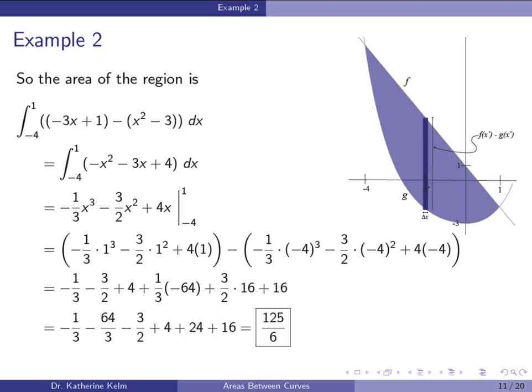So the area of the region is the definite integral from -4 to 1 of f of x minus g of x dx. In other words, the integral from -4 to 1 of -3x plus 1 minus the quantity x squared minus 3 dx. Evaluate this definite integral, and you should get 125/6.